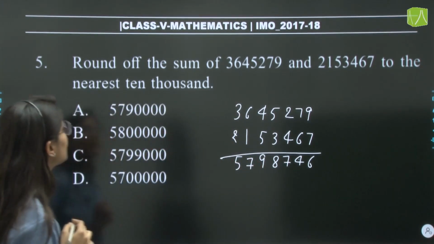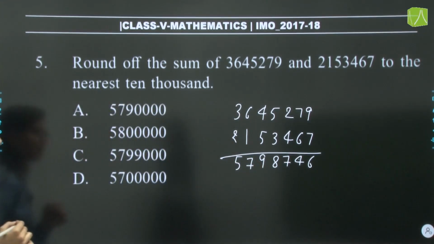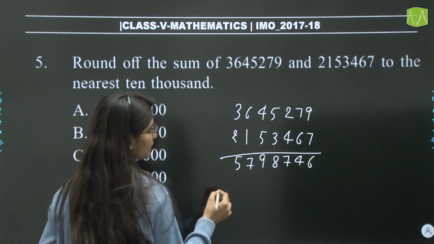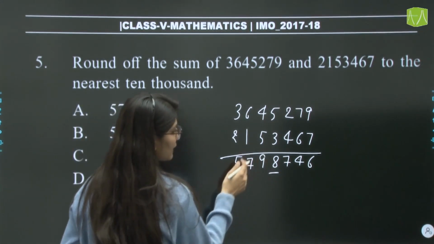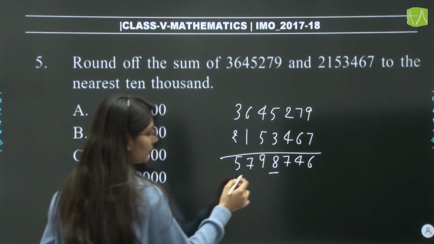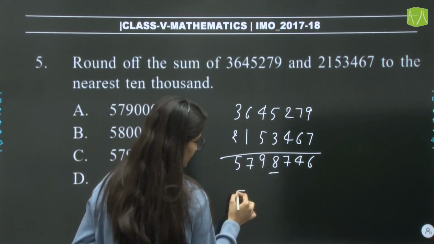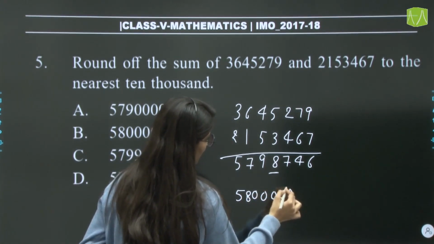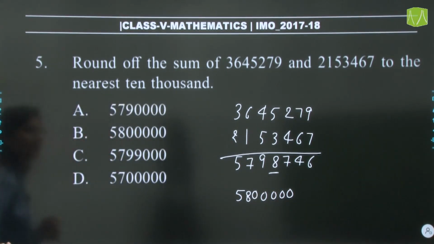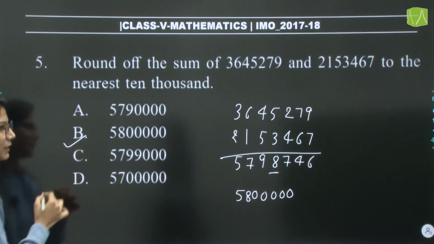And now you have to estimate it to the nearest 10,000. So for nearest 10,000, you have to check the digits at thousands place. This is 8. So you have to increase 9 by 1. This 9 will become 10 and the 1 carry will be here. So this will be 58,000,000. What is it? 58 lakh. And this option is option B.